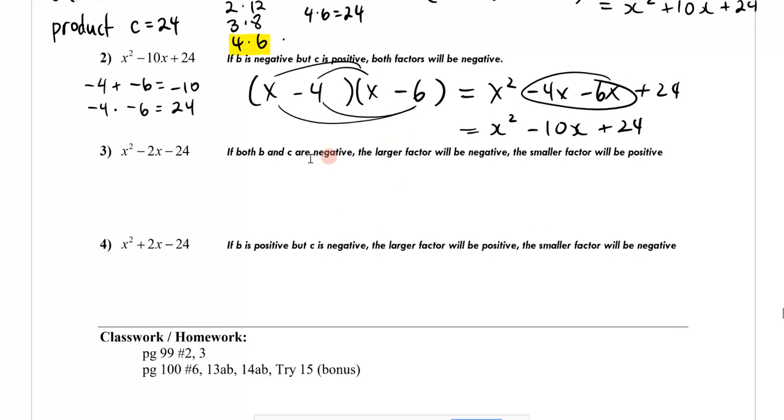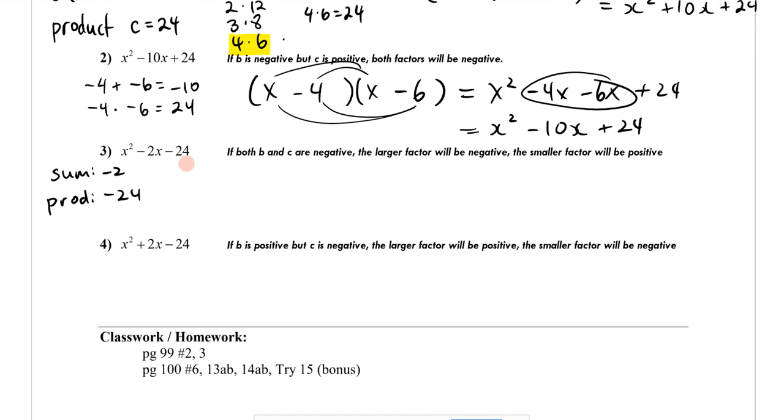Okay. Now what happens if both b and c are negative? Well, the larger factor will be negative. The smaller factor will be positive. Okay. So what would the two numbers be here? So the sum this time will be negative 2, and the product will be negative 24. So what two numbers multiply to give me negative 24 and add up to negative 2?